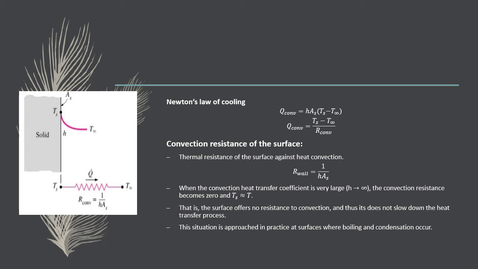Convection resistance of the surface. The thermal resistance of the surface against heat convection is R equals 1 by h A_s, where A_s is the surface area. When the convection heat transfer coefficient is very large, h tends to infinity, the convection resistance becomes 0 and T_s becomes equal to T infinity.